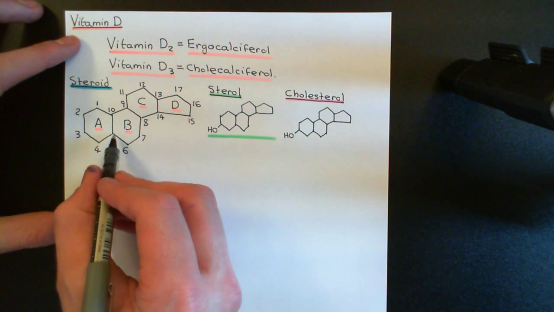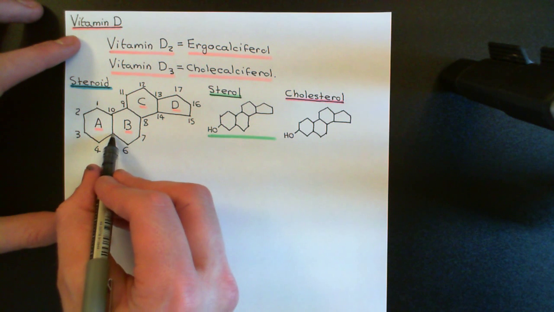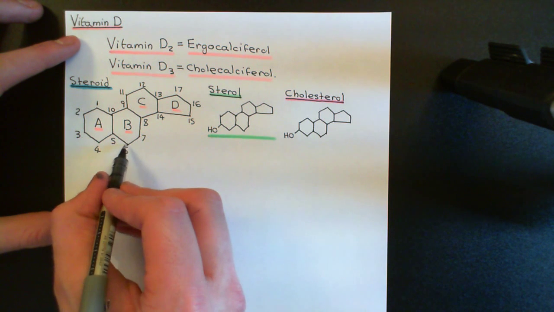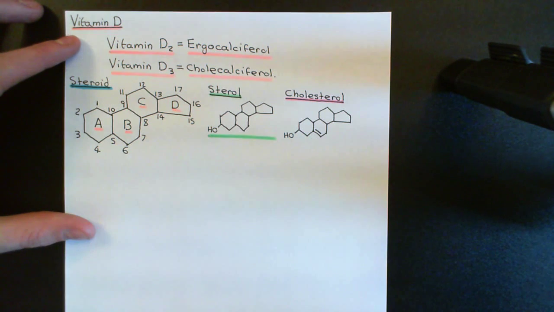Carbon number 6 has 2 bonds to other carbon atoms and 2 bonds to hydrogen atoms. We're going to take the hydrogen atom off carbon 5, take a hydrogen atom off carbon 6, and with their free electrons, we'll then bind them together to form a double bond there. So that's number 1 modification we're going to make to create cholesterol.